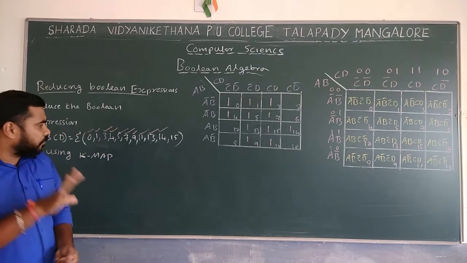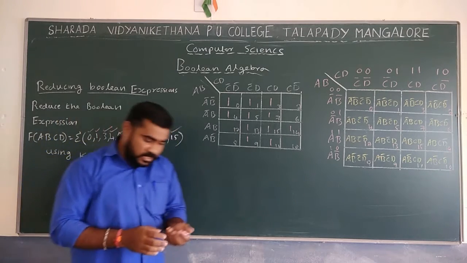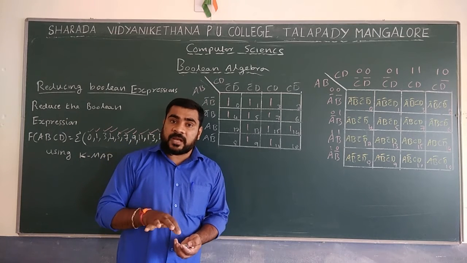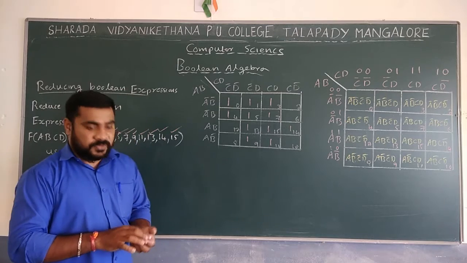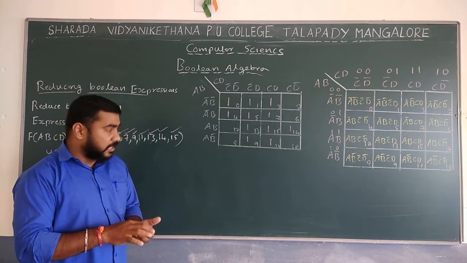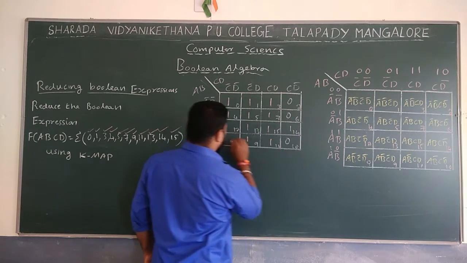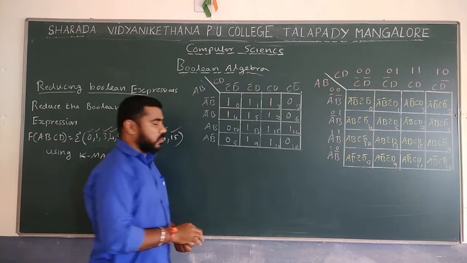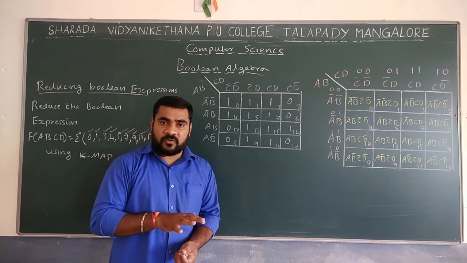Got it. This is simple. All the numbers should be taken, and the same numbers should be marked as 1. After marking the particular cells, the next procedure is that the remaining cells we have to mark as zeros. 1s and zeros. Then we should go into grouping the 1s.